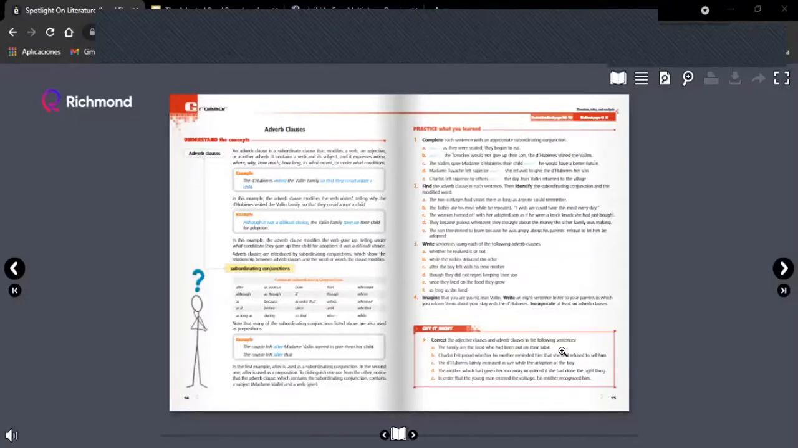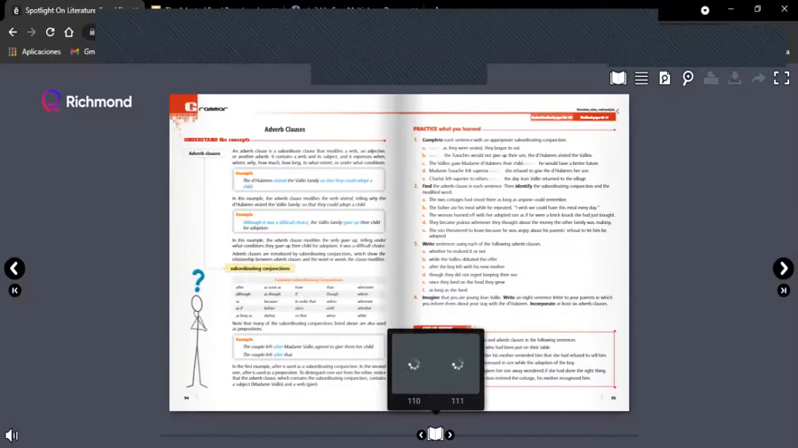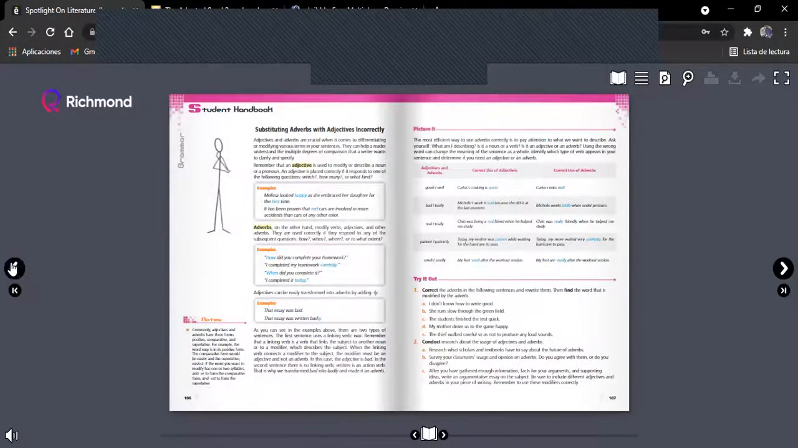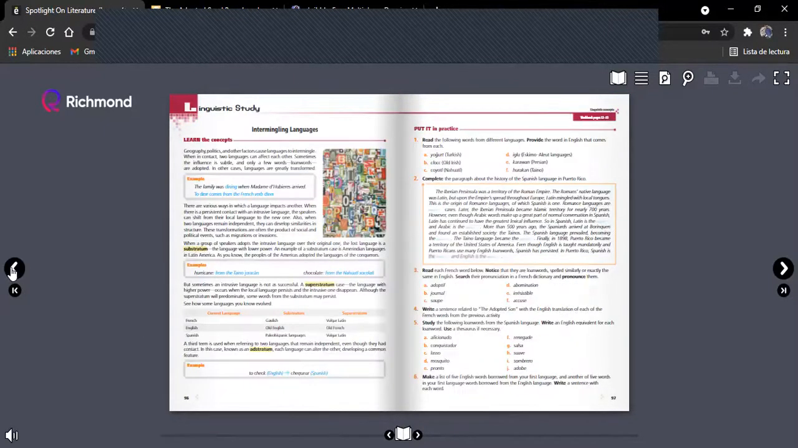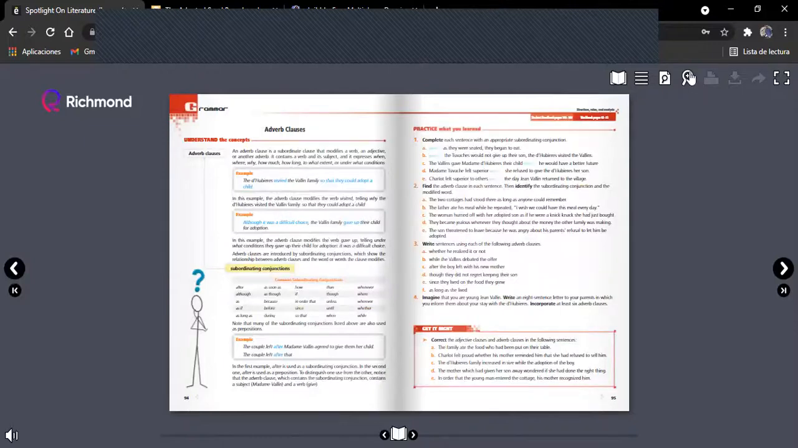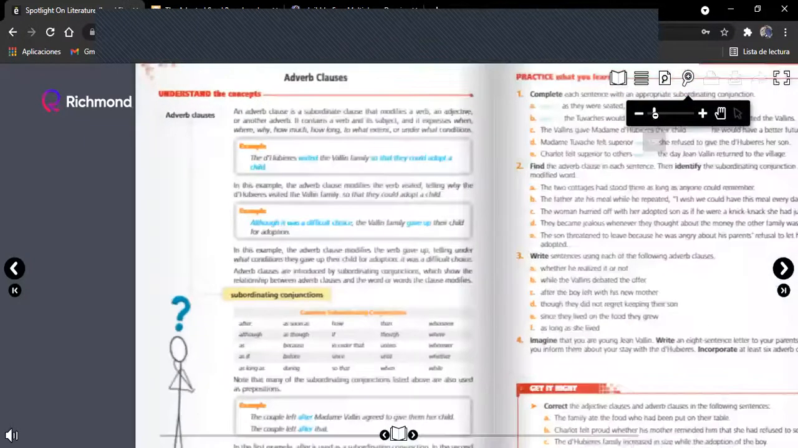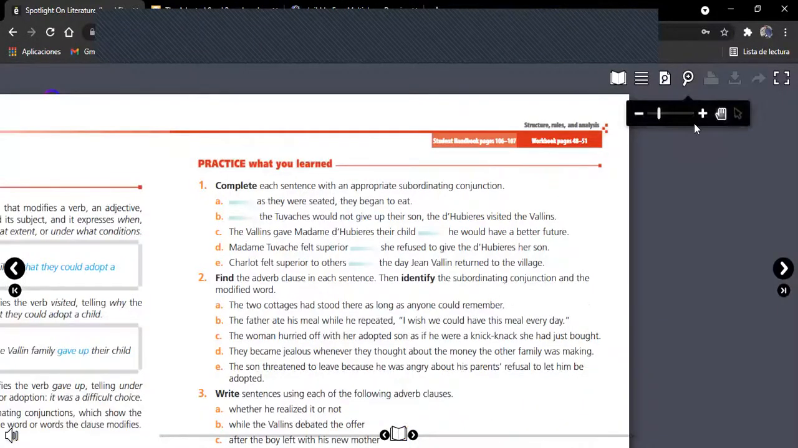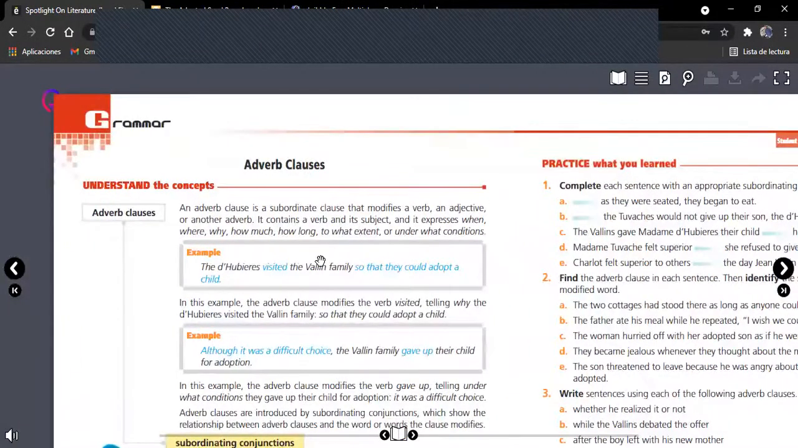Let me share today's lesson with you. It's in your Spotlights on Literature. Here. The topic for today's class is adverbial clauses. Yesterday we studied adjective clauses. Today we're going to work on adverb clauses or adverbial clauses.